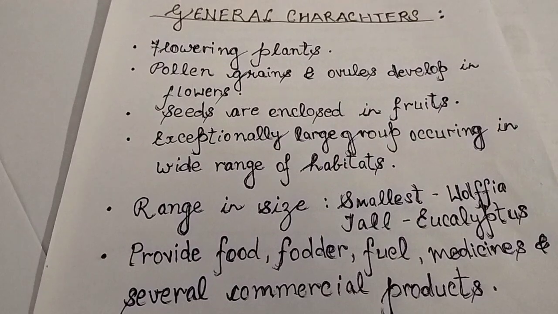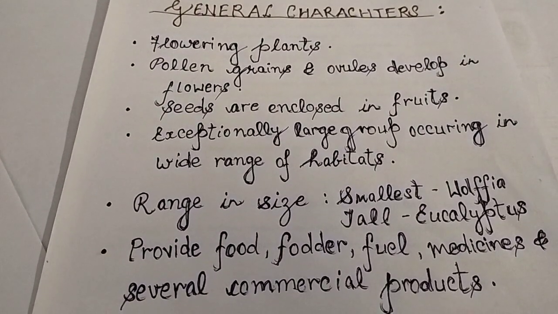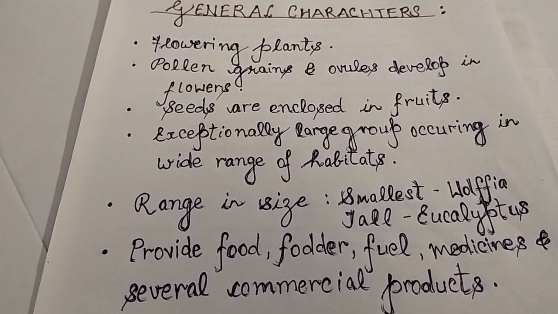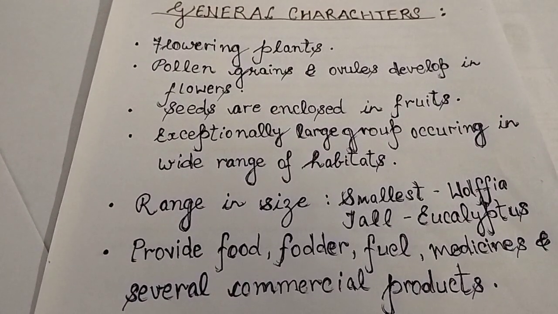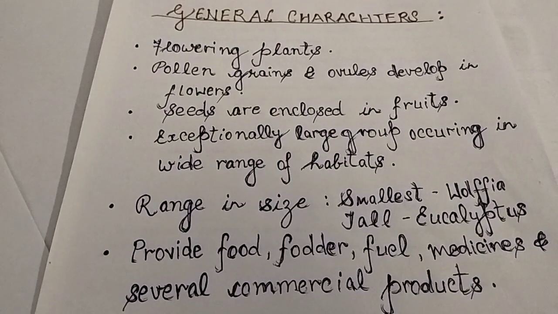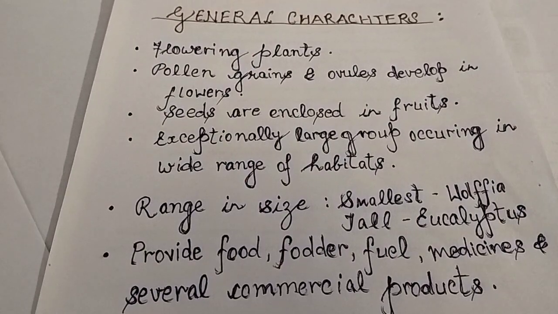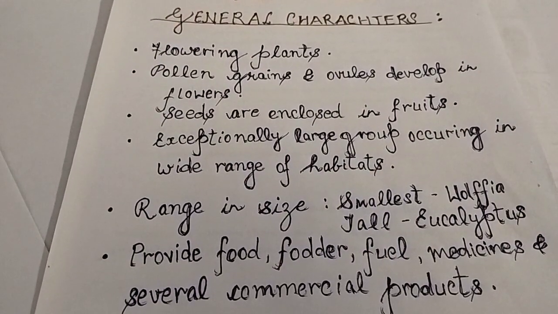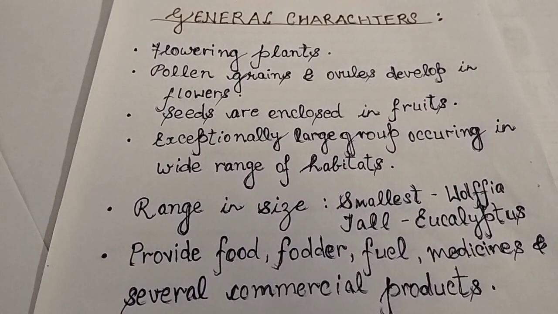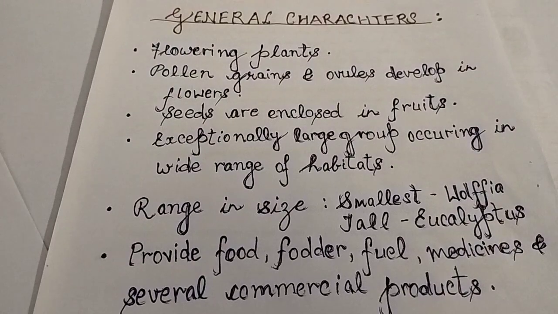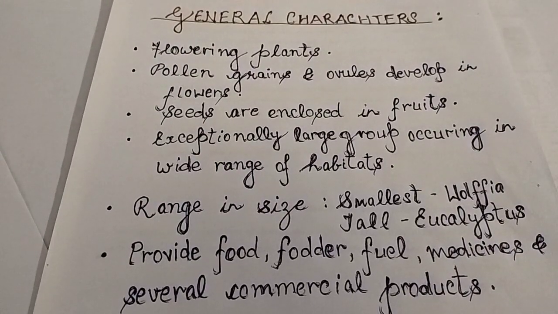Several other commercially important products means angiosperms are of great economic importance. They provide us food, fodder, fuel, medicines, you all might be knowing, and several other commercially important products. They provide us wood. Wood is used for making furniture and as fuel. Different kinds of uses are there of angiosperms.